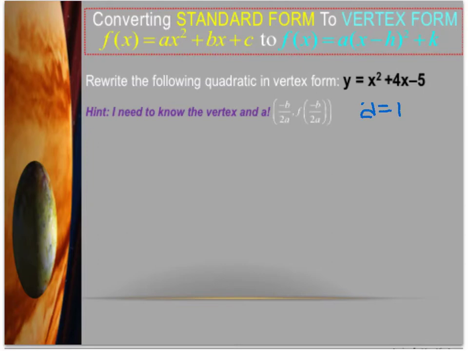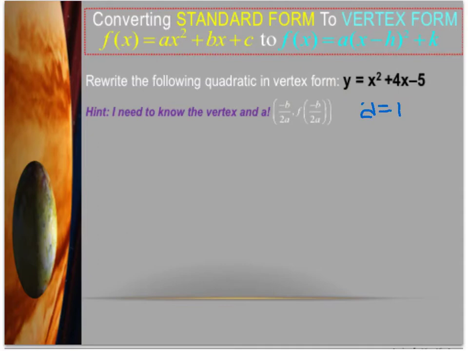Now, what else do I need for vertex form? I have a already, and I need h and k. Well, looking at standard form, I don't know h and k just by looks. I need to find the vertex, right? So h, again, remember, is negative b over 2a, and k we're going to find by plugging back into our formula to find the y-coordinate. So let's go ahead and do that.